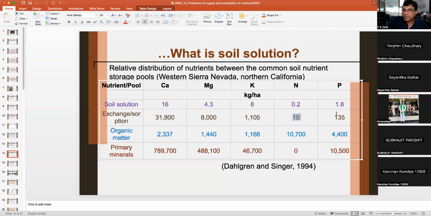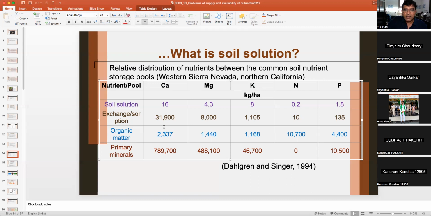And for phosphorus, it is 135. So you can see for nitrogen, it is 10 because your nitrates are unstable. They can go for leaching and they can be easily denitrified. So losses of nitrogen are very quick. Therefore, you get less of nitrogen even in sorbed form or exchangeable form.